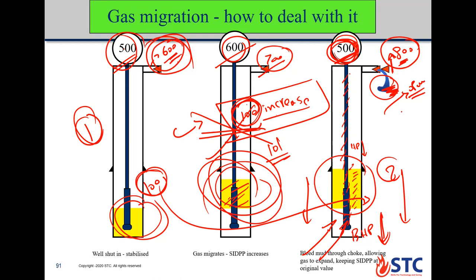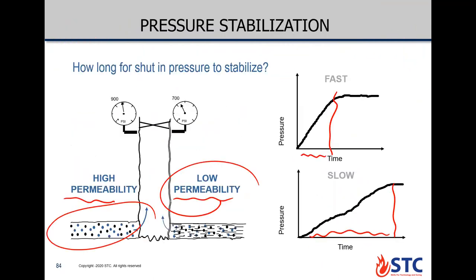No, you told us in the previous slides that in a low permeability formation the pressure will increase and take time to stabilize. Yes, it takes time to stabilize, but there's no relation in the same case. If it takes time to stabilize, then the shut-in pressure in the casing and drill pipe will also take time to stabilize. No problem, keep increasing, no problem to take some time. Okay, I got your point. Here, taking some time is not related to gas migration.